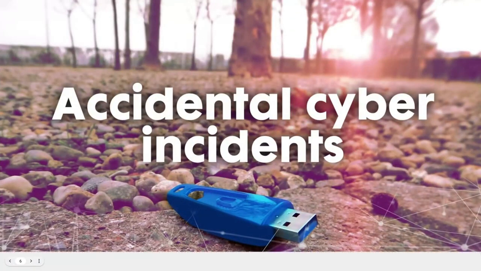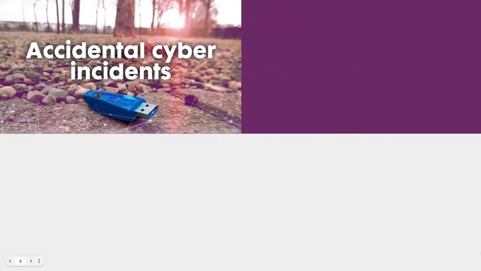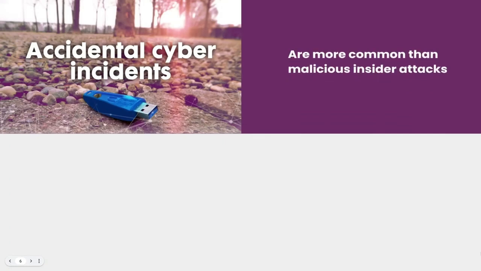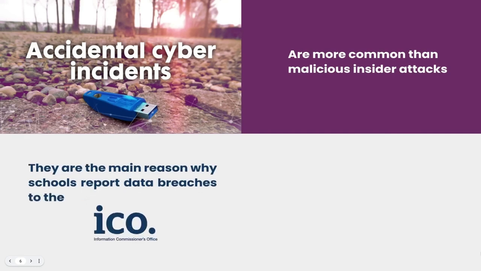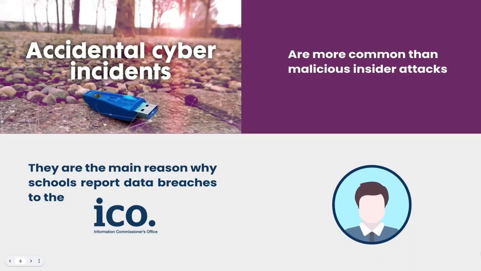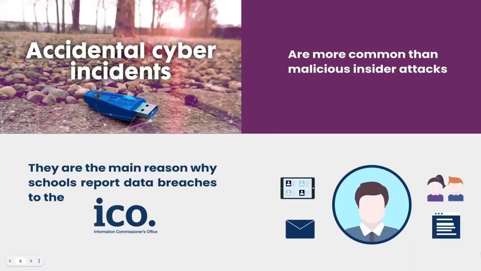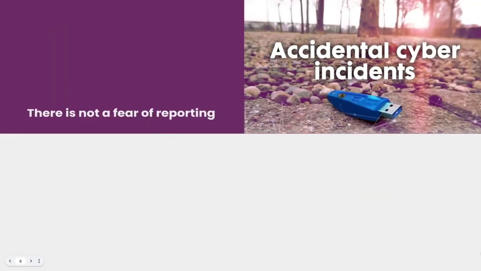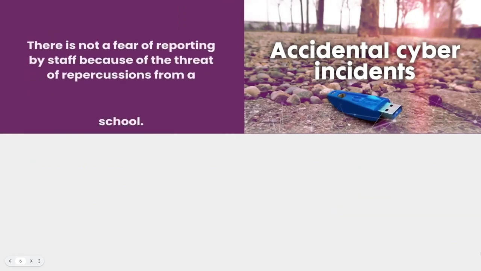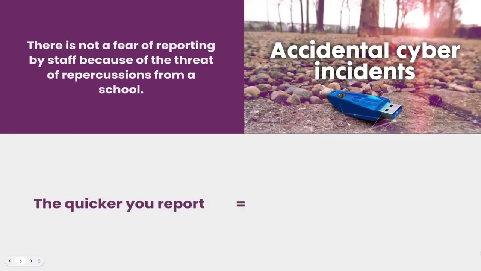Accidental cyber incidents. Accidental cyber incidents by staff or pupils are far more common than malicious insider attacks. They are the main reason why schools report data breaches to the Information Commissioner's Office, ICO. This is not a surprise, as staff in schools are very busy, and it's very easy to overlook something when trying to do things in a hurry. It's important to ensure there is not a fear of reporting by staff because of the threat of repercussions from a school.